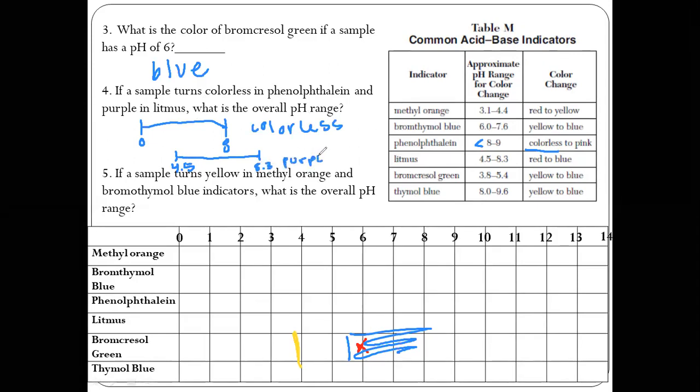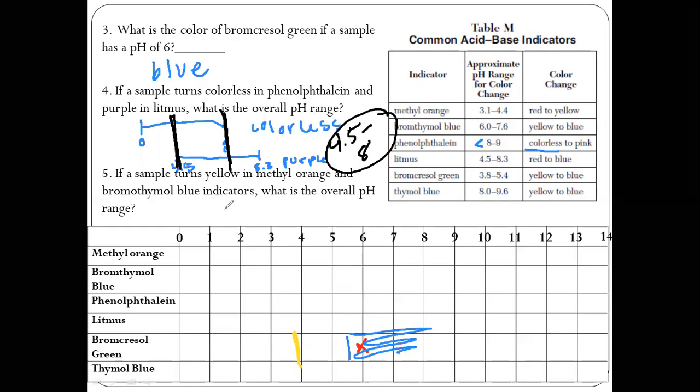So then it says, what is the overall pH range? That means where does it overlap? If this one turns colorless less than 8, but this one turns purple only between 4.5 and 8.3, I know that my overall range has to be here to here. It's just saying, where do those two colors overlap? And that is between 4.5 and 8. So number 5 is the same thing. Let's talk about that, and then we'll move on to pH.